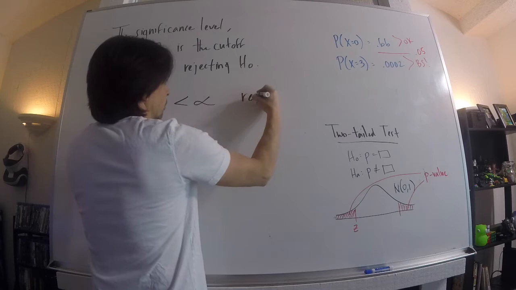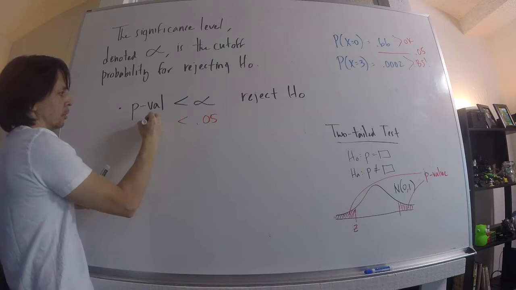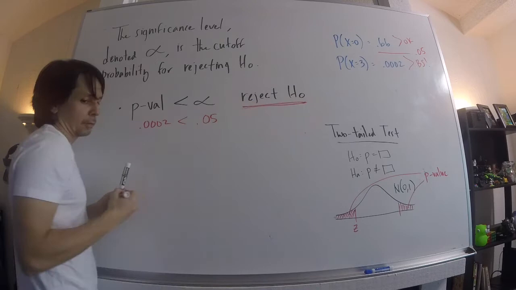And that's not a formal test, but if we applied it here, the 5% cutoff, the 0.0002 of me getting three aces was smaller than that, and therefore you rejected my claim that that was a standard deck with only four aces.